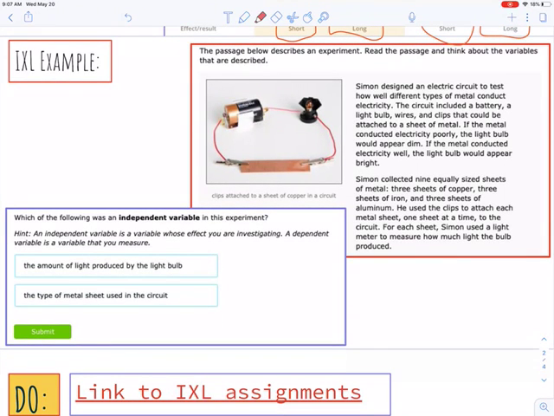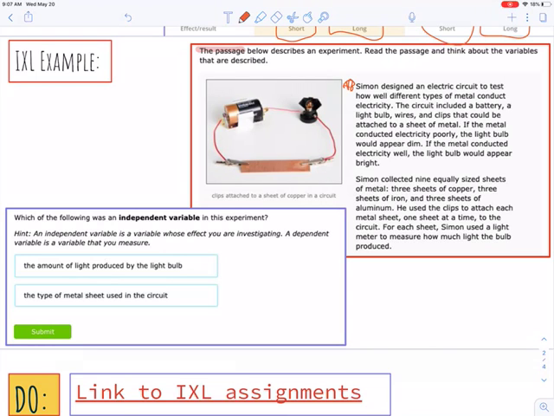So bear with me. It says the passage below describes an experiment. Read the passage and think about the variables that are described. So we're going to read here. Follow along. Simon designed an electric circuit to test how well different types of metal conduct electricity. The circuit included a battery, a light bulb, wires, and clips that could be attached to a sheet of metal. If the metal conducted electricity poorly, the light bulb would appear dim. If the metal conducted electricity well, the light bulb would appear bright.